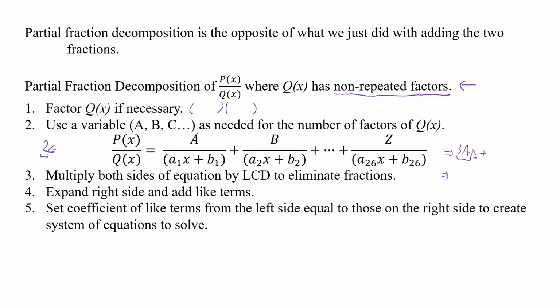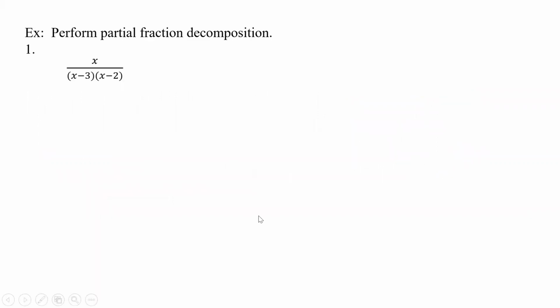And then we can put the A over the first factor, B over the second factor, C over the third factor, and so on. So that's what we're going to do. Let's start easy. Basically, all of the things we're doing in here is performing partial fraction decomposition. All right, so what do we have here?